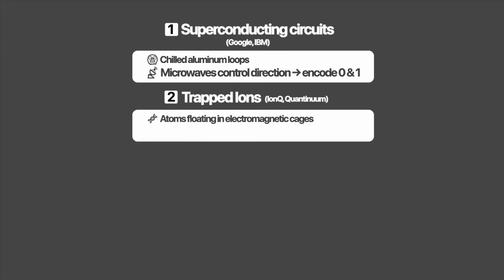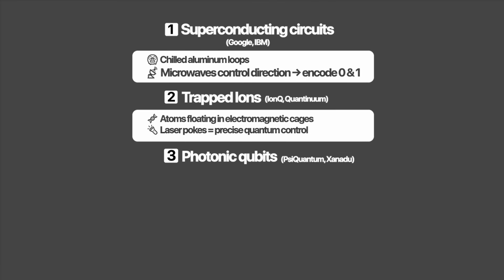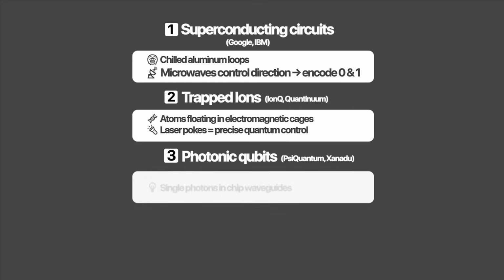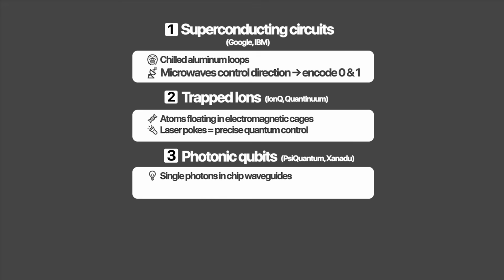Trapped ions, IonQ, Quantinuum. Individual atoms hover in electromagnetic cages manipulated by laser pokes, slowish gate speeds but coherence measured in seconds, eternity in quantum time. Photonic qubits, PsiQuantum, Xanadu. Information rides on single photons through on-chip waveguides. They run at room temperature, but herding photons is like herding caffeinated cats.